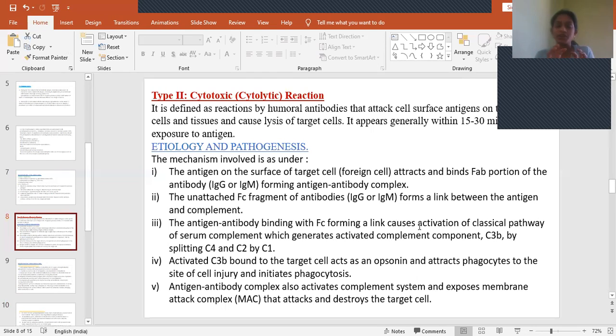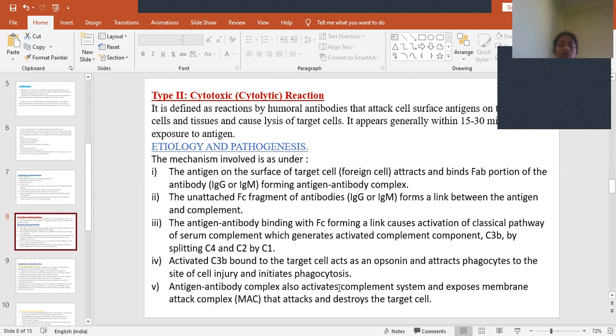Because of this uniting of the antigen antibody with the Fc fragment, it will cause the activation of the complement system. When this complement system gets activated, it will release certain complement components like C3b, C4, C2 and C1. Once C3b is released, it gets activated. Once it gets activated, it binds to the target cell, that is the foreign cell, by forming an opsonin and attracts phagocytes to the site of cell injury. So it acts as an opsonin. That means phagocytosis will be done, that means it will engulf this foreign particle.